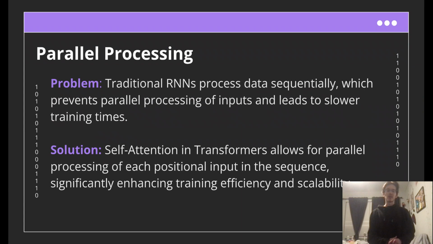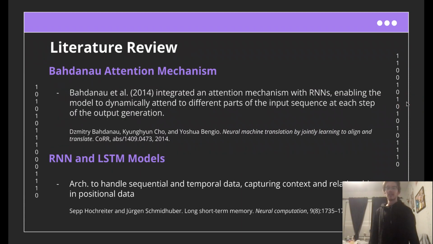It also allowed for parallel processing. Recurrent neural networks have to depend on the i-1 input in order to derive their output, whereas the transformer architecture and the attention mechanism allow processing of each positional input on its own, in parallel, which significantly enhances training efficiency and scalability over the long term.